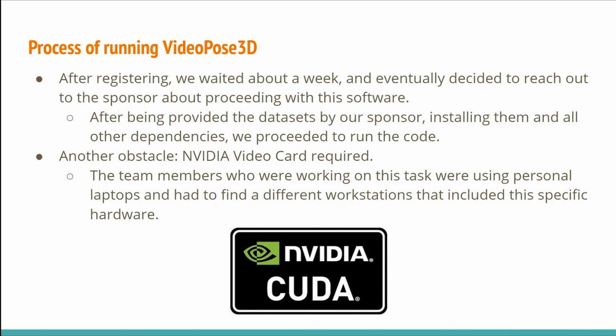So after installing the dataset provided for us by the sponsor and installing all the other dependencies listed on the GitHub page for Video Pose 3D, we proceeded to run the code provided in the GitHub. Unfortunately, as Cameron mentioned before, in order to run Video Pose 3D, it also requires NVIDIA graphics card hardware. And due to the dependency of this code to use CUDA, and CUDA requires an NVIDIA graphics card, none of this was mentioned really in the GitHub page until we got further along into the installation process.